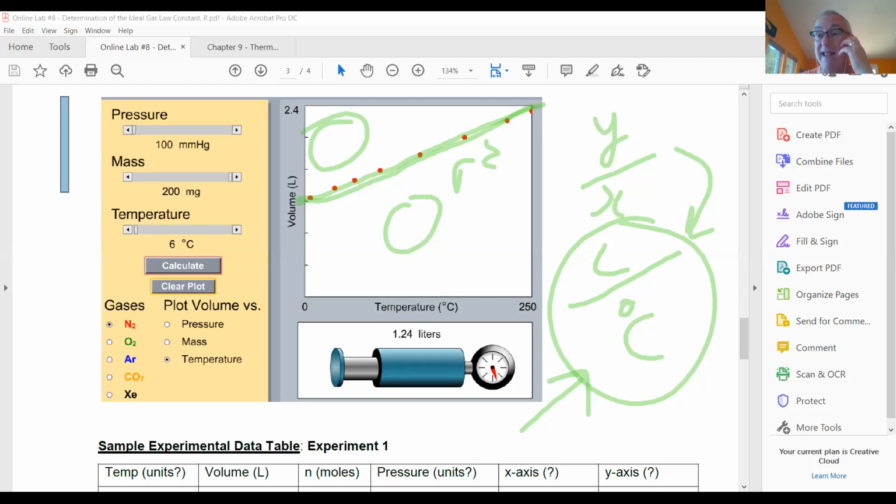So basically what I'm getting at is I have to have the right units on the X and Y axis in order for my plot to give me the value of R. So basically, what are the units of R? Maybe we should start there.